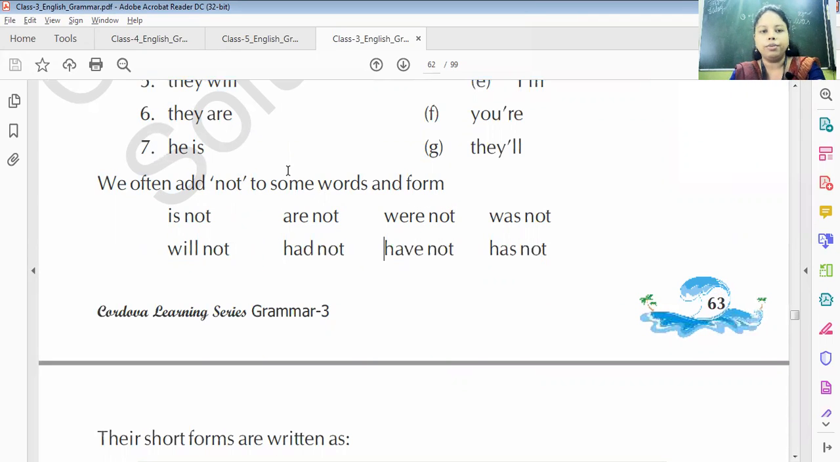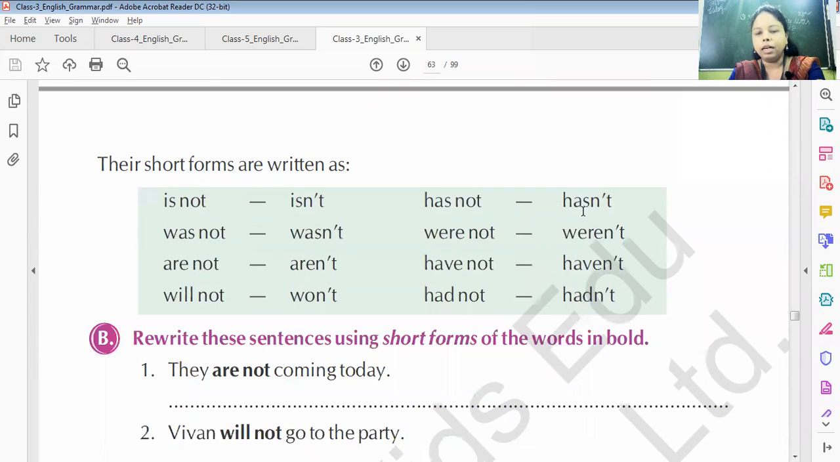Like he is not, they are not. We use it like this: he was not. Like is not, are not, were not, was not, will not, had not, have not, and has not. You can see we often use these not with these words.